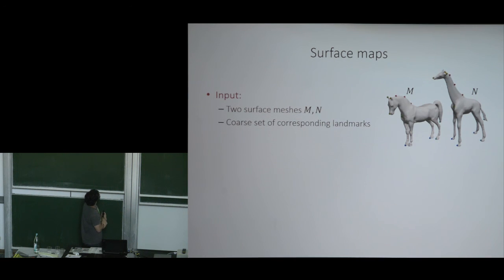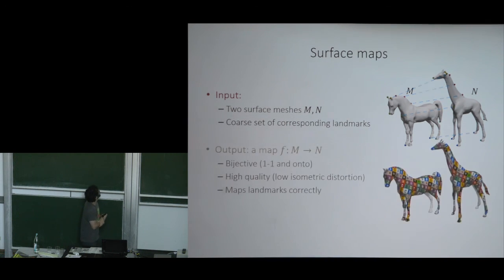We're given two surface meshes, M and N, and a core set of corresponding landmarks, which you can see as these colored spheres on the two meshes, colored according to their correspondence. What we want to output is a mapping between the two surfaces, which is bijective, meaning it's one-to-one and also onto. And it has high quality, for instance, by some metric it has a low isometric distortion. And of course, it maps the landmarks correctly. We visualize this mapping, as I said earlier, by texturing the left mesh in this case, and using the map to transfer the texture to the right mesh, so we can understand what's happening.